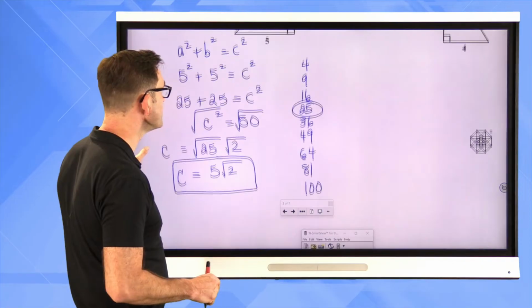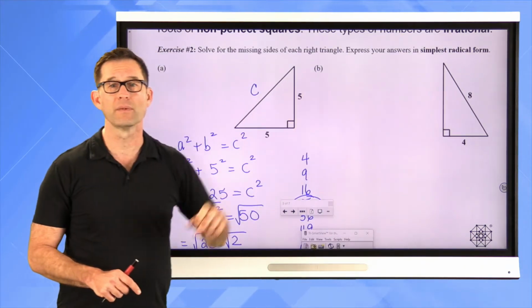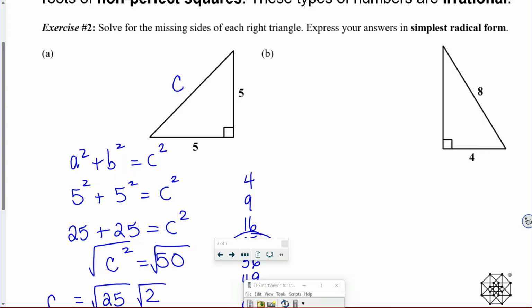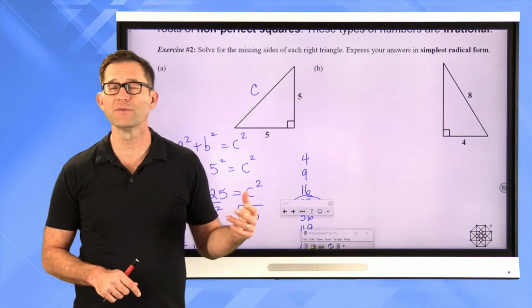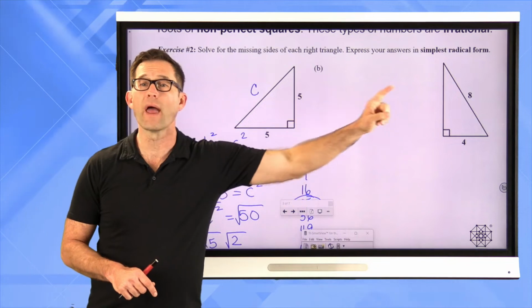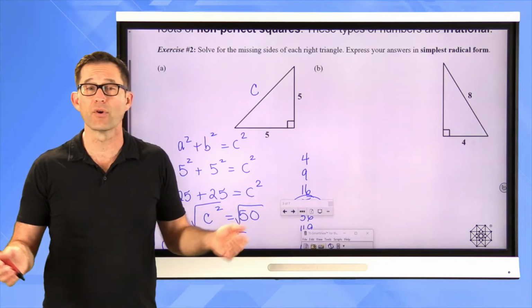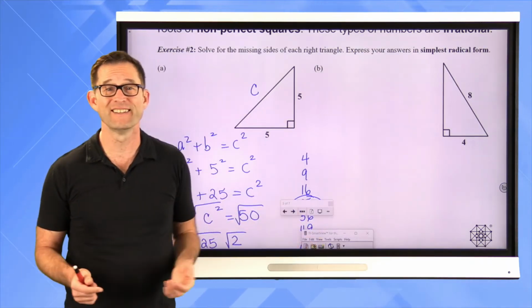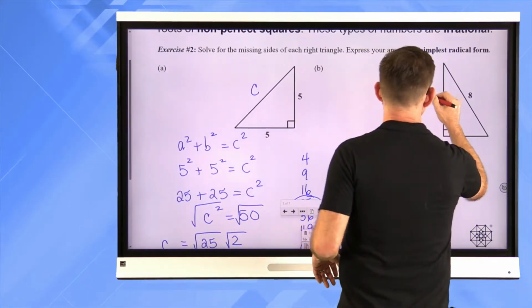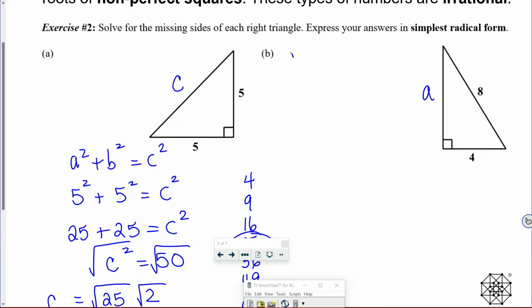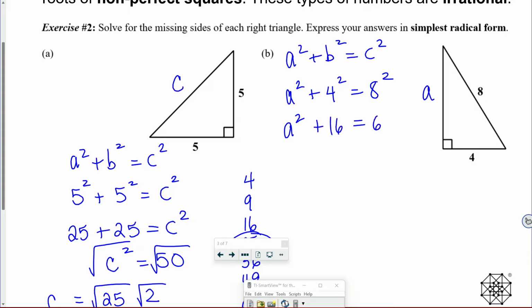All right, so let's take a look at the second part of the problem, letter B. In this case, we've got the hypotenuse of 8, we've got a leg which is 4, and we are missing one of the other legs. So yet again, I'm going to just call that A. If you prefer solving for the letter B, I'm good with that too. Anyway, I'm going to call it A. I'm going to have A squared plus B squared is equal to C squared. I'm going to say A squared plus 4 squared is equal to 8 squared. A squared plus 16 is equal to 64.